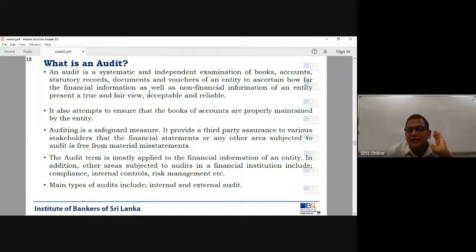The audit is a systematic and independent examination. That is the first word you have to keep in mind. The audit function is an independent examination, an independent function, which gives independent assurance to the management or shareholders that the accounts are free from any material misstatements. So in the audit, first we have to keep in mind it should be an independent examination of books.